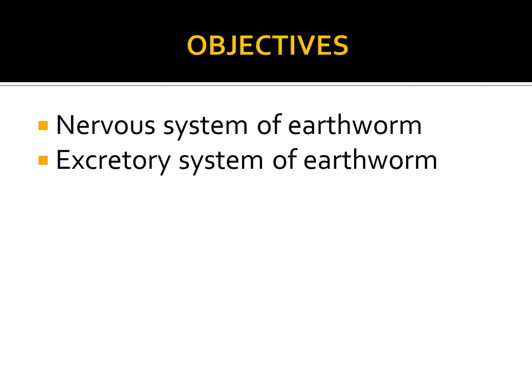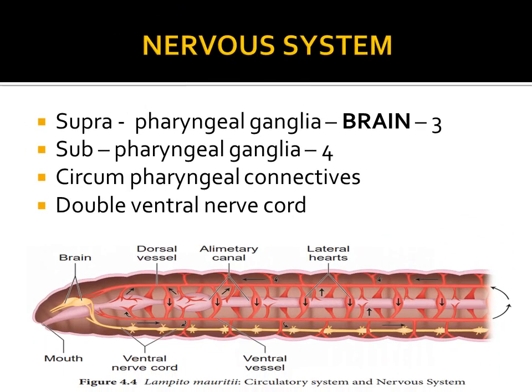In today's class, we are supposed to discuss two more systems of the earthworm, that is the nervous system as well as the excretory system of the earthworm. Let us go one by one in detail. The first one is the nervous system.